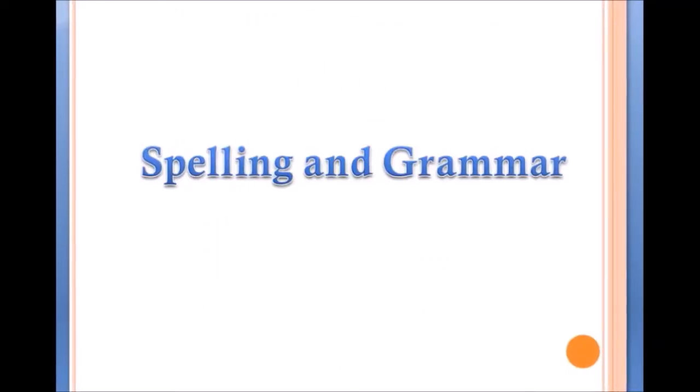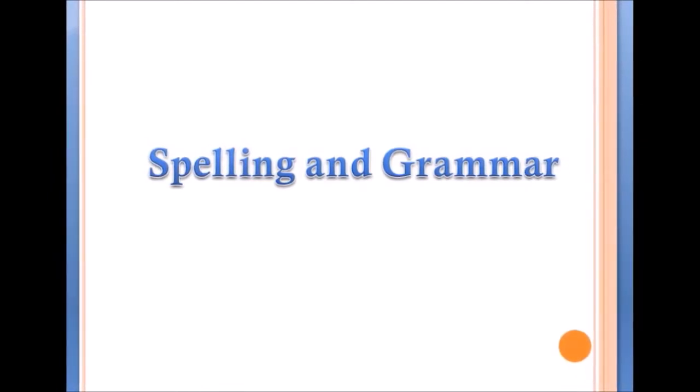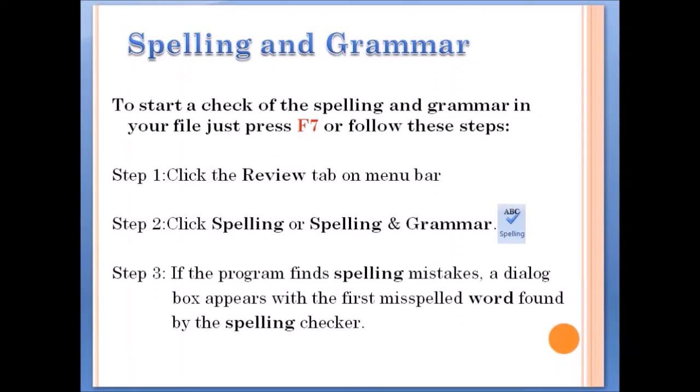Let's start with our first point, that is spelling and grammar. Microsoft Word comes with a powerful spelling and grammar checker. The spelling and grammar tools of Word check the entire document or a part of the document. It really helps us to improve our writing. Let us see the steps here. There are 2 ways to check the spelling and grammar. First, just by pressing F7, that is the function key. Second, just by following these steps.